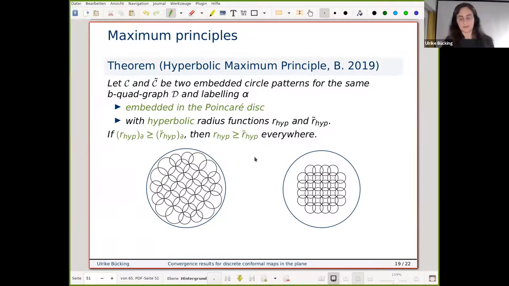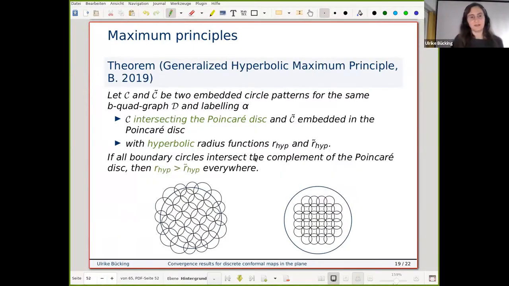And now you can even generalize this further. This is an idea used by Schramm for proving rigidity, that you can consider not only packings which are within the Poincaré disk, but you can also allow circles to intersect the boundary. So for the easiest case, assume that one of the circle patterns has boundary circles which intersect the boundary, then you can call them infinite, the big, and then you can show that also for all interior vertices, the radii of this first circle pattern are bigger than for the second one.